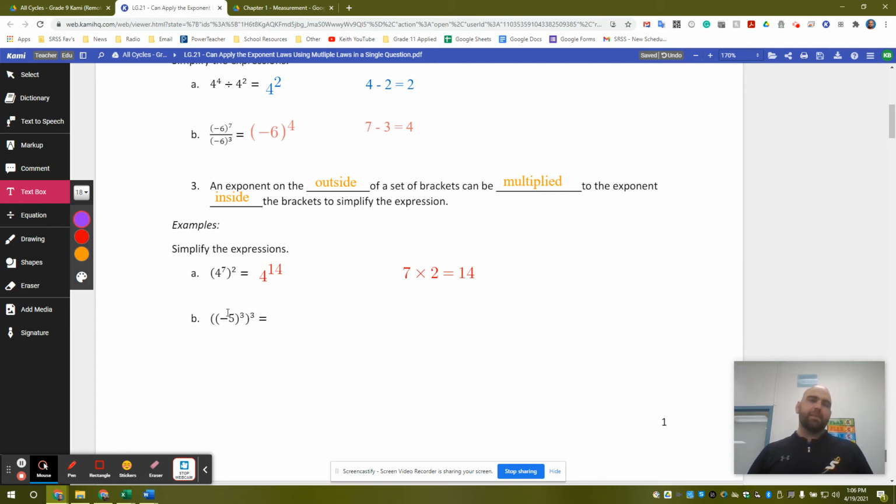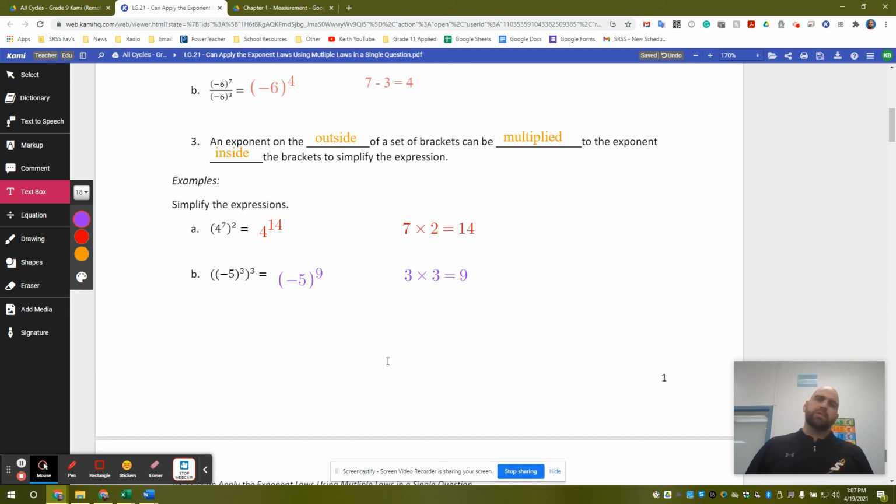The next one here, we have a base of -5. It's to the power 3, and then we're doing that whole thing to the power 3. So again, what we're going to do here is 3 times 3, and that's equal to 9. And so then we're still going to have the -5, but it's now to the power of 9 because we multiplied the two 3's together. Those are the 3 laws that we came up with back in Learning Goal 20.